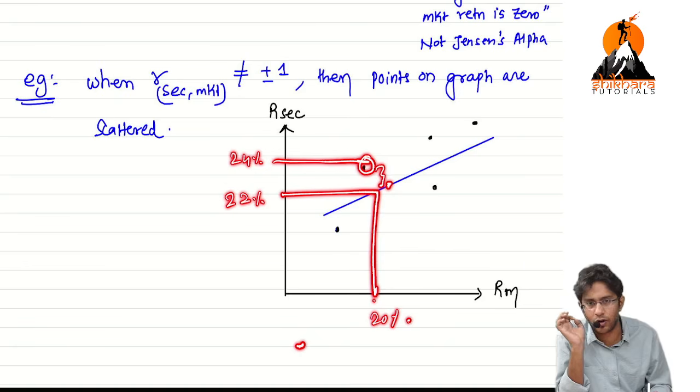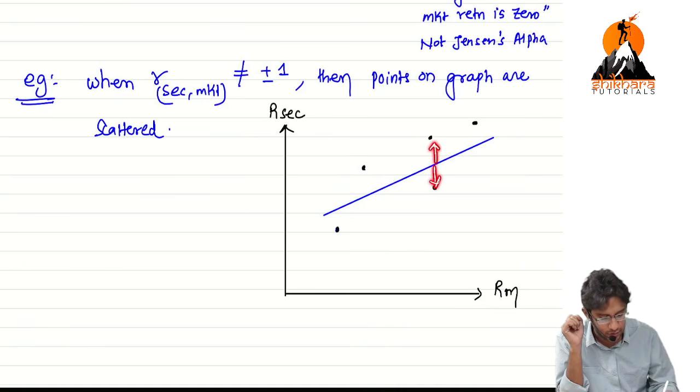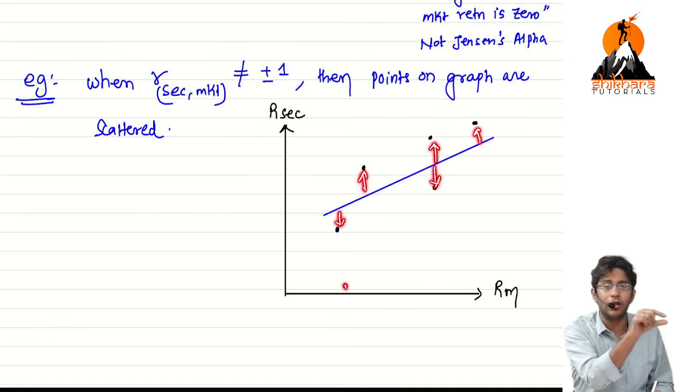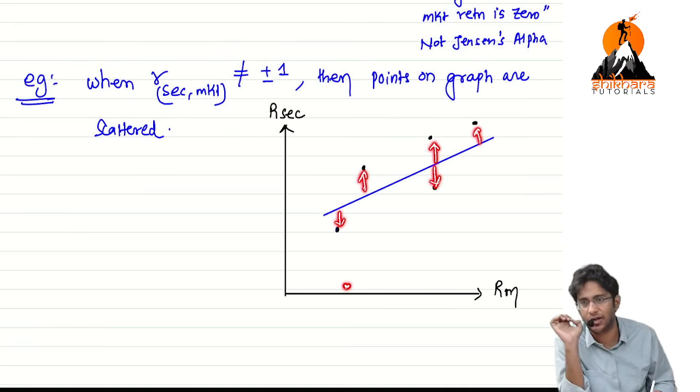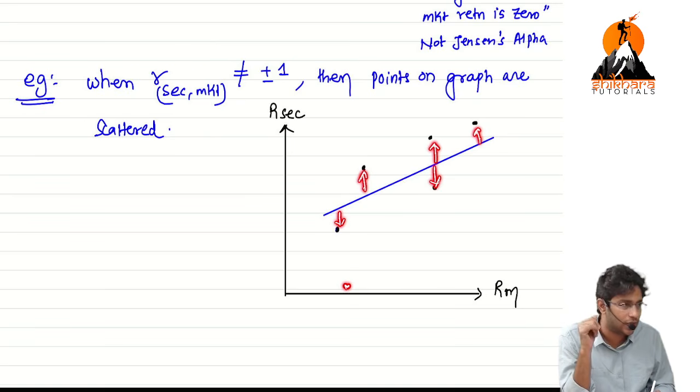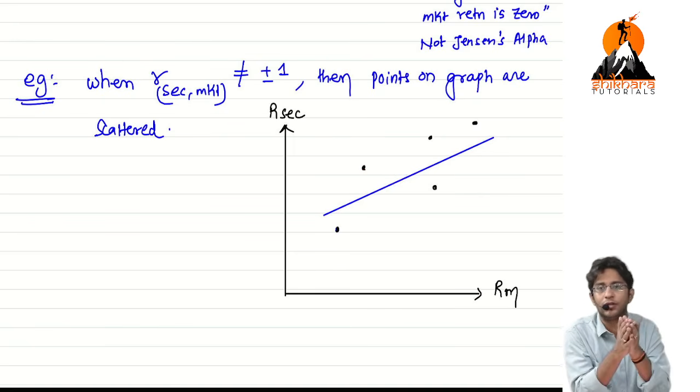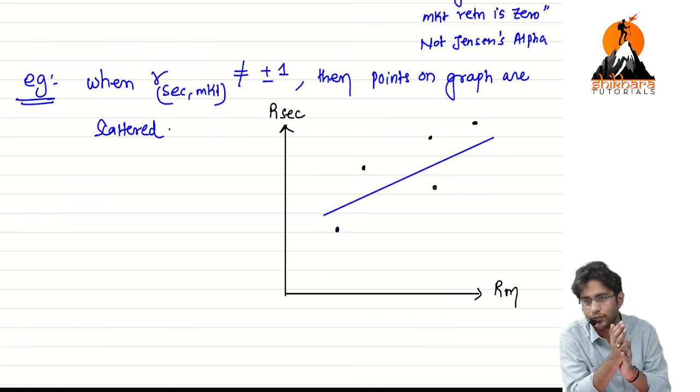So there is an error, or not now? There is a small error. Like that, here also one error, here also one error, here one error, here one error. The sum total of all the errors will be 0. That is the line's specialty. You will draw a line in such a way that the line will give you wrong answers, but the total of all the wrong answers will be 0.